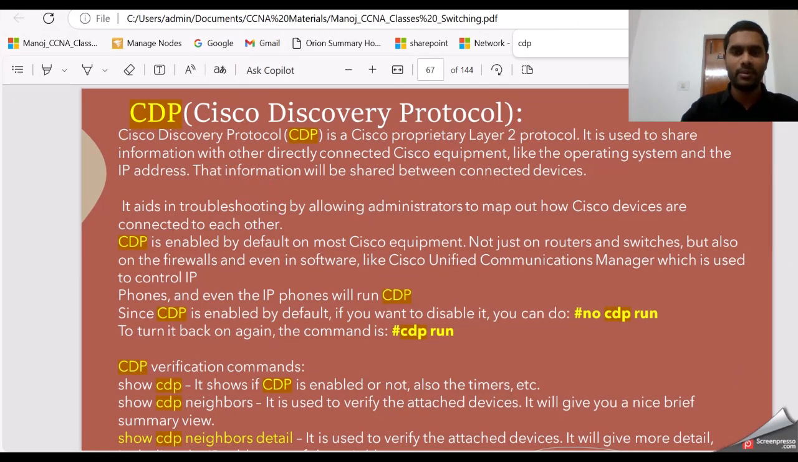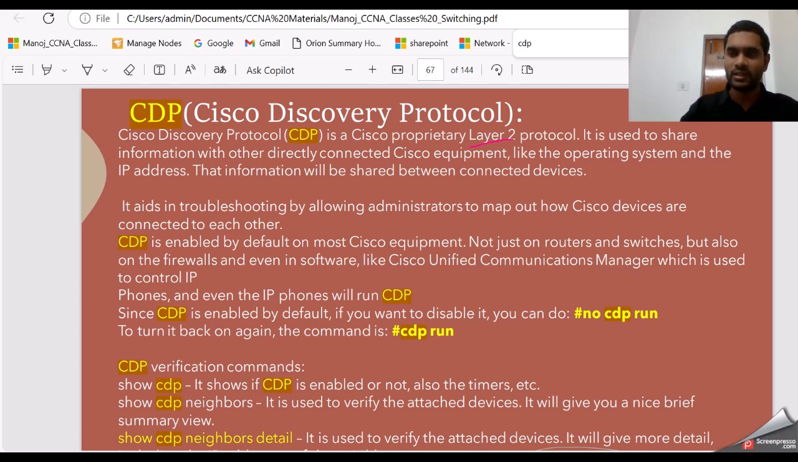So basically CDP stands for Cisco Discovery Protocol, a very important protocol that works in layer 2 and comes by default on all the Cisco switches. The main job of this protocol is to share information with other directly connected Cisco equipment, like the operating system and the IP addresses. Besides sharing OS and IP address information, this tool can also work as a powerful mechanism while doing any sort of troubleshooting. As I said, CDP is by default enabled on most of the Cisco equipment.